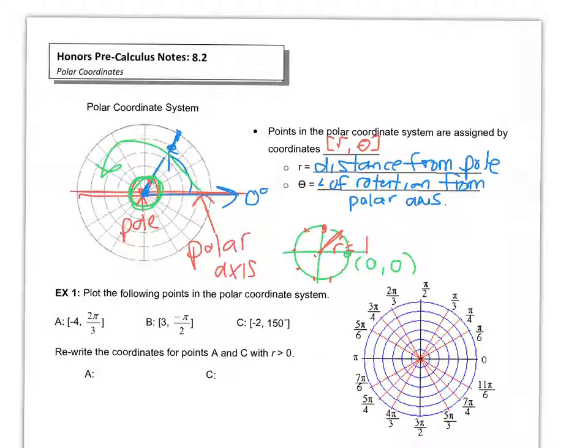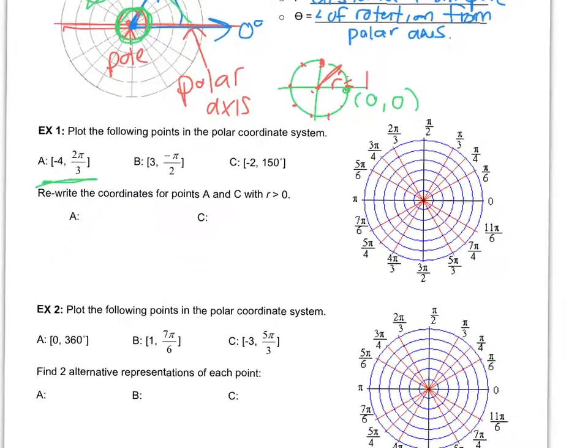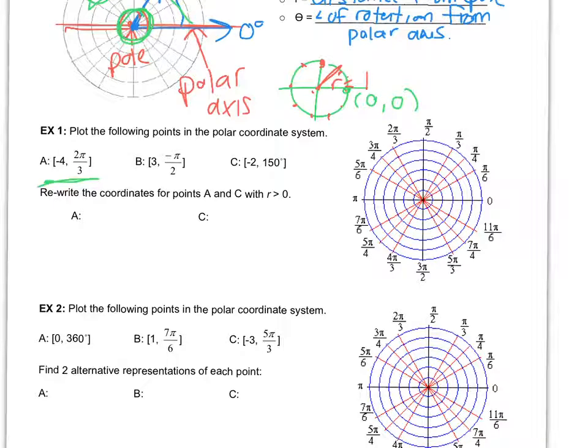So let's plot some points on it. We've got the point -4, 2 pi thirds. It doesn't make sense to have a negative value for a radius if we're thinking about a physical object. However, just like you can go left and right and up and down for positive and negative values of x and y, we can also think about r and theta in that same way. So let me get a better view here. We're going to graph -4, 2 pi thirds.